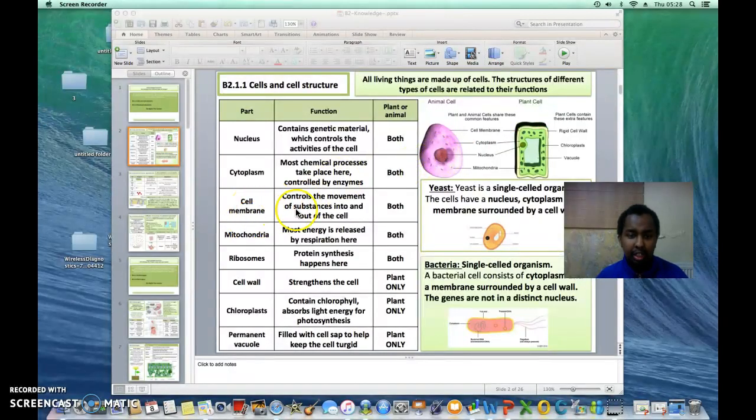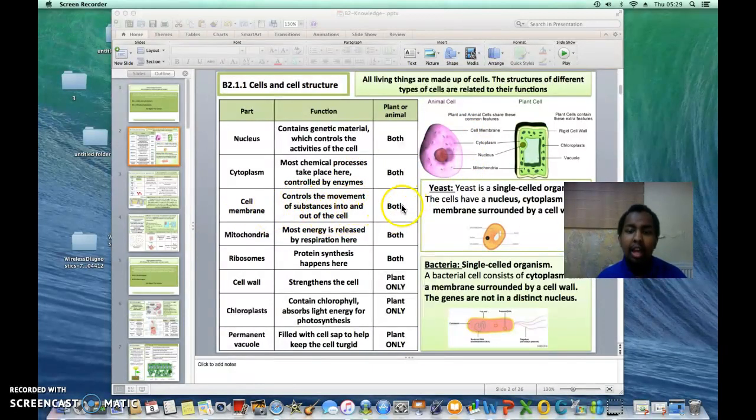Cell membrane. It controls the movement of substances into and out of the cell. You can call it kind of like a gate. It's like houses have gates, and you can remember it's a huge gate around the cell. So if anything wants to go in and out, it has to go through the cell membrane. So it controls what gets in and what gets out.